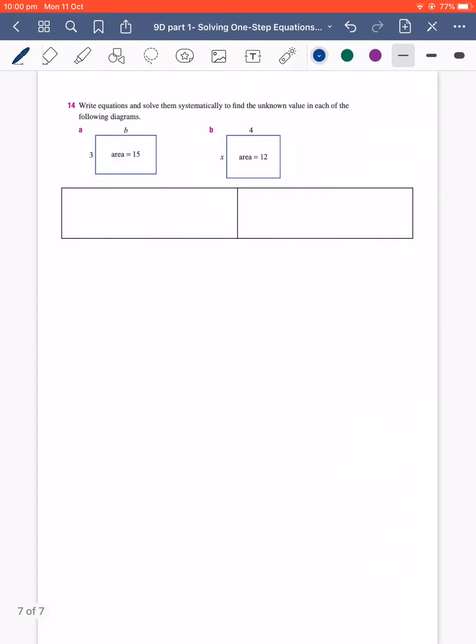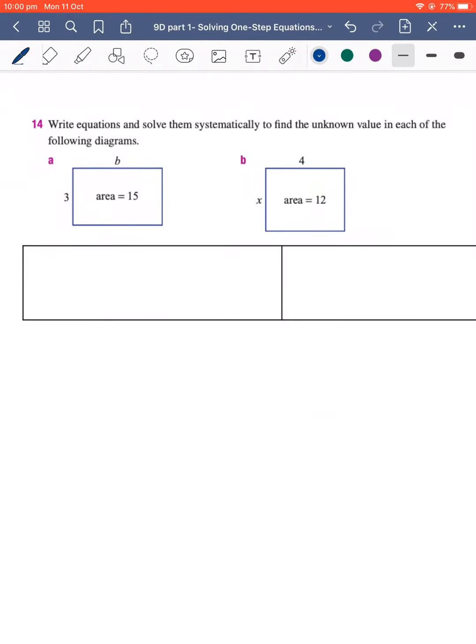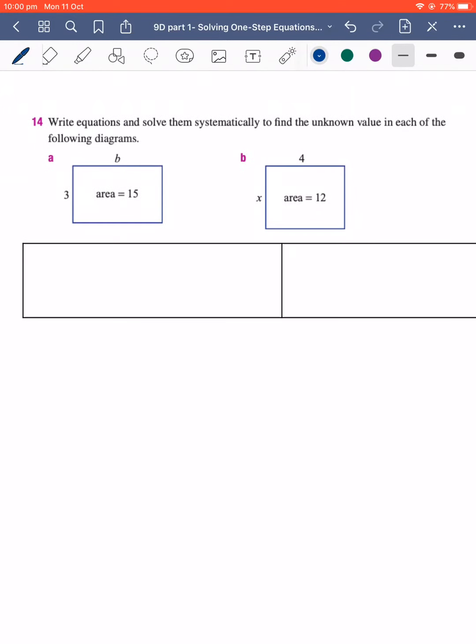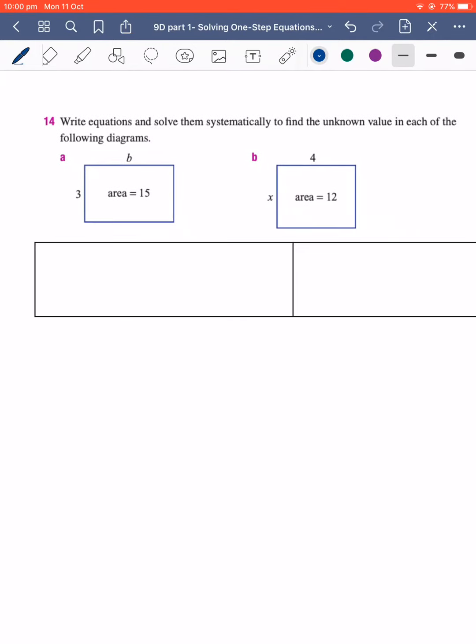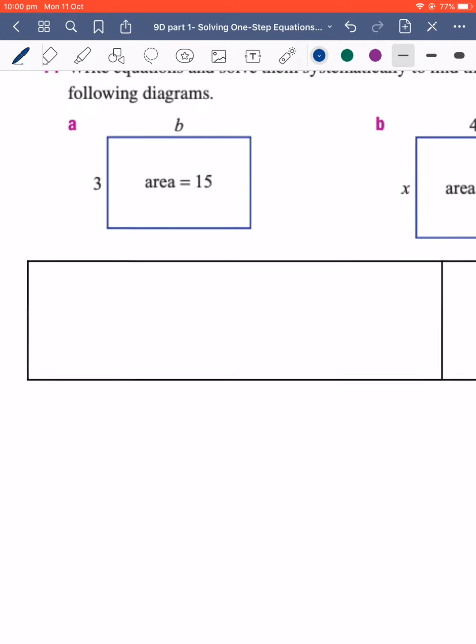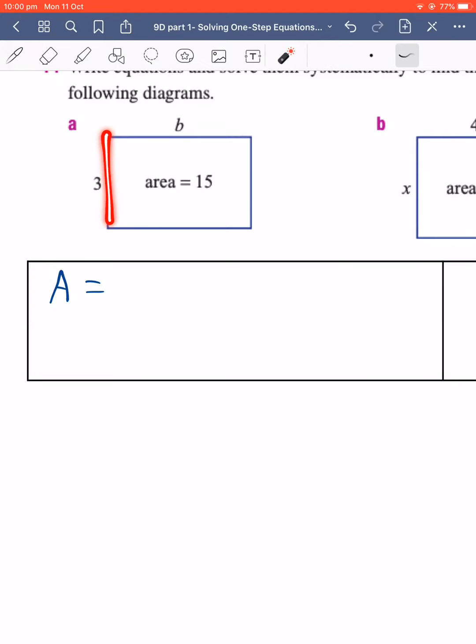One more question. So, write equations and solve them systematically to find the unknown value in each of the following diagrams. First of all, these are both rectangles. So that's the first thing I know. Excuse me. And an area of a rectangle is its 2 sides are multiplied together. So, I have my area and I also have my 2 sides. So let's write that all out.